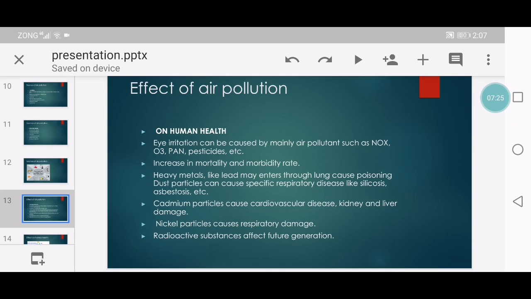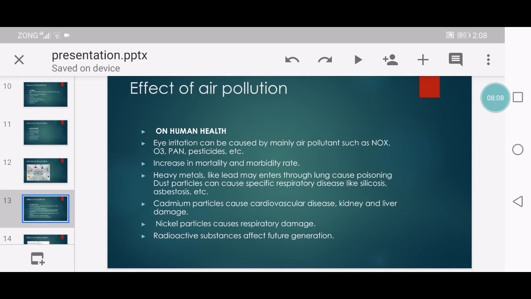Human health. Exposure to high levels of air pollution causes a variety of adverse health outcomes. Eye irritation can be caused mainly by air pollutants such as NOx, ozone, peroxyacetyl nitrate, pesticides, etc. An increase in morbidity and mortality rates is due to air pollution. Morbidity is the frequency of disease and illness in a certain area, and mortality rate describes the frequency of death in a population.